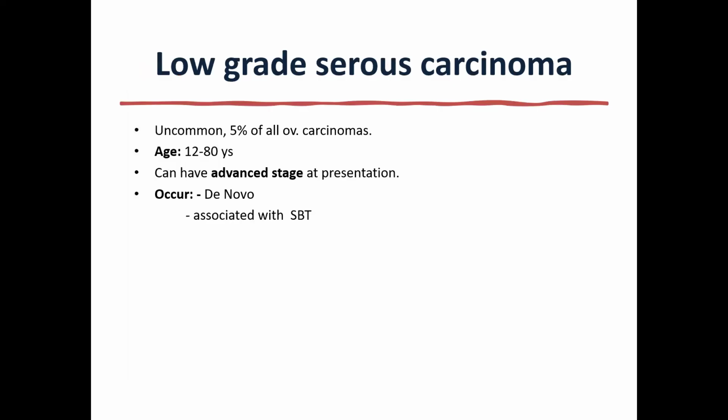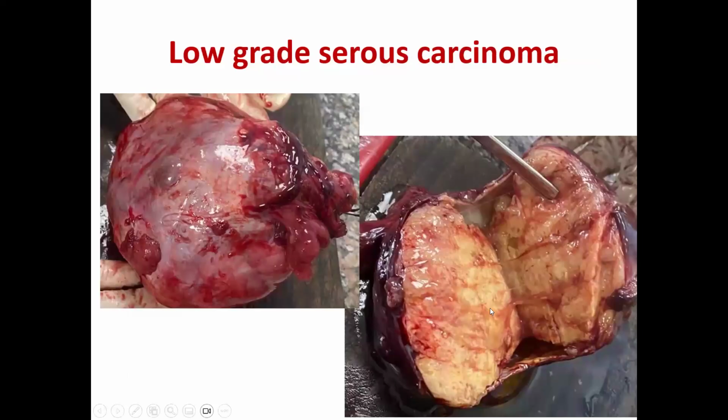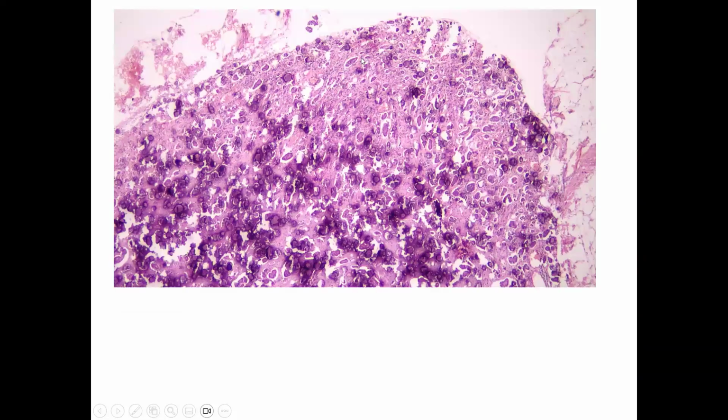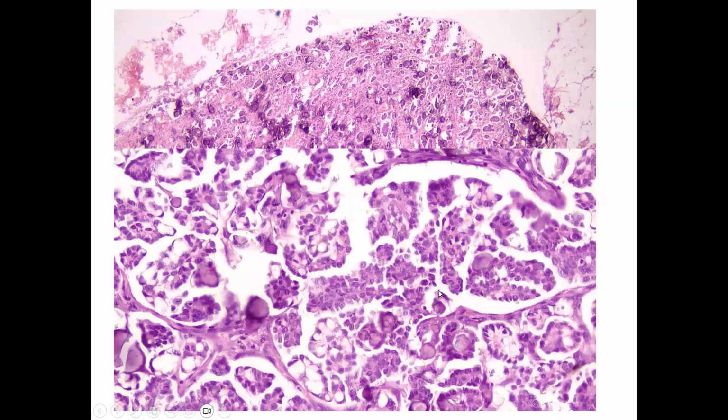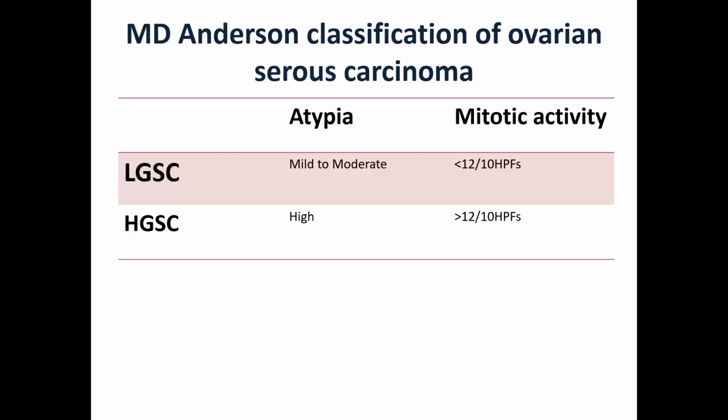So low-grade serous carcinoma is uncommon, about 5% of all ovarian carcinoma. The age ranges from 12 to 80 years, it can have advanced stage at presentation, and can occur de novo or be associated with serous borderline tumor. So here is an example of our cases, low-grade serous carcinoma. This tumor has a predominantly solid architecture as we have invasion. The papillae are minute, but there is a major significant solid component. This solid component shows invasion by these micropapillary structures surrounded by clear spaces with extensive calcification, destroying the underlying stroma. The degree of atypia is mild to moderate, and the mitotic activity is low, less than 12 per 10 high power fields. So this is a low-grade serous carcinoma.